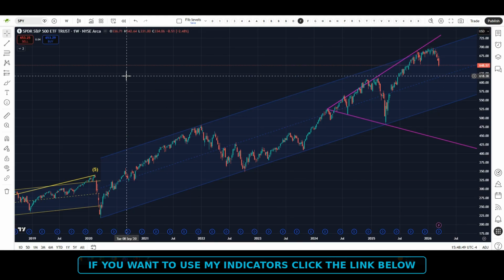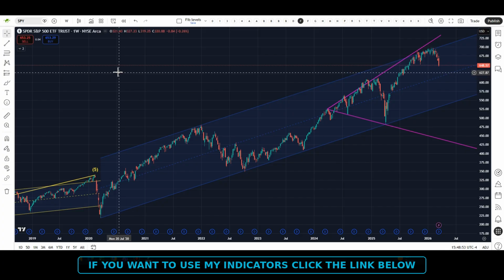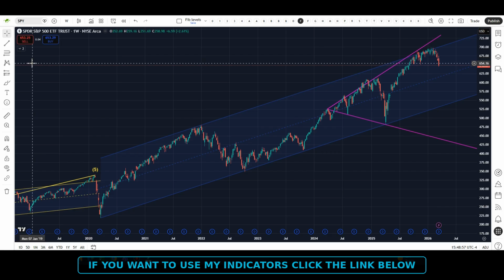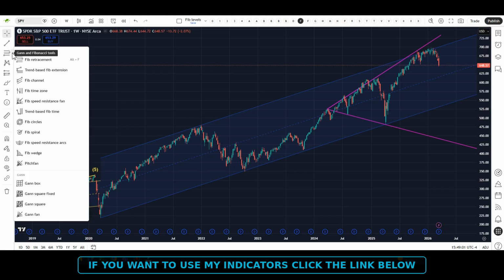Okay, guys, this is an easy one for some people, but other people need to learn how to use it. So, Fibonacci levels. Well, there's a number of types, but there's two types that I particularly like to use. The first one is trend-based Fib extension. I use this for projecting a market top. I also use it for projecting a market bottom.